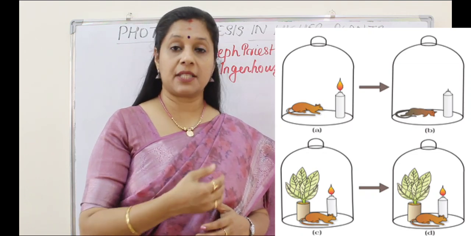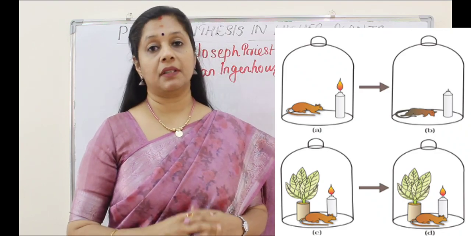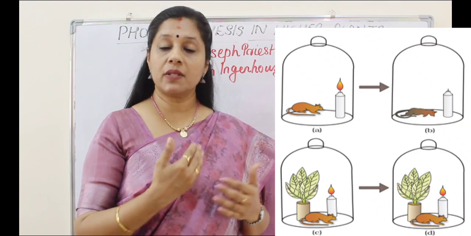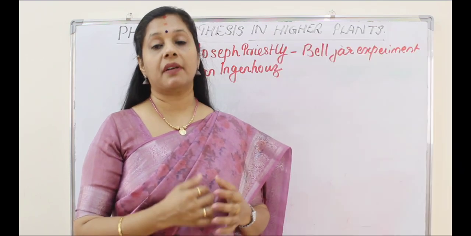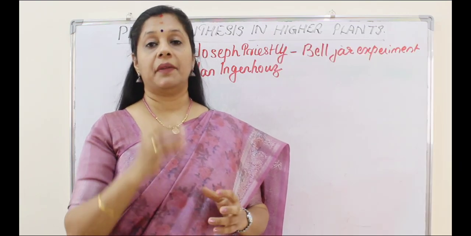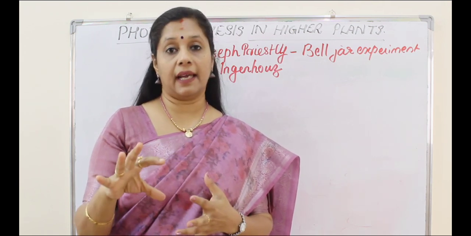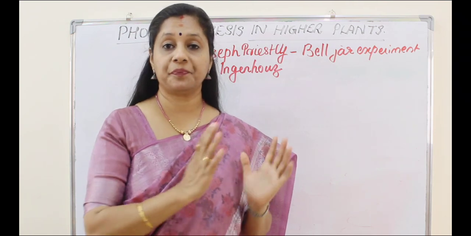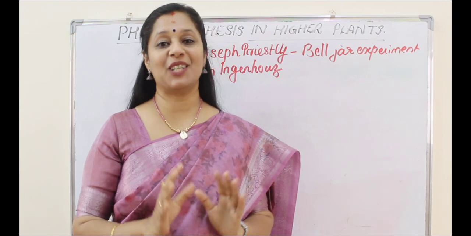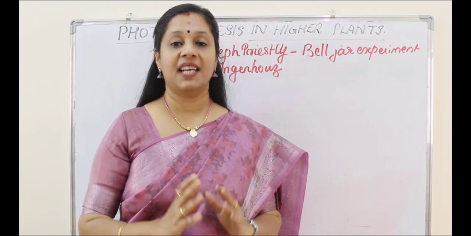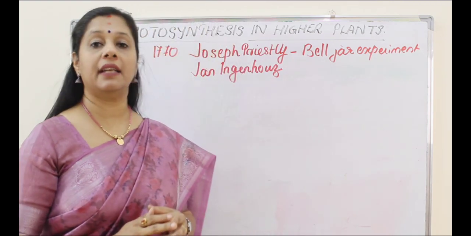Then he did the experiment by keeping a mint plant inside the bell jar as well. This time he found that the mouse did not suffocate, and the candle continued to burn. From this he concluded that the burning candle and the living mouse fouled the air, but it was restored by green plants. He did not know that green plants were giving out oxygen, though he discovered oxygen later. This experiment was later continued by another scientist called Jan Ingenhousz.